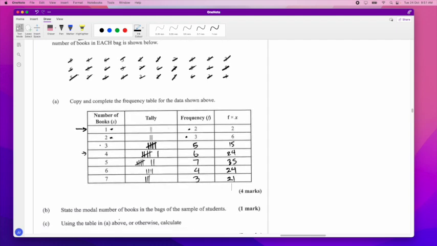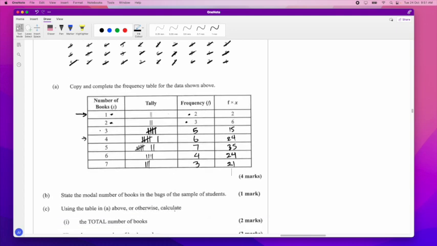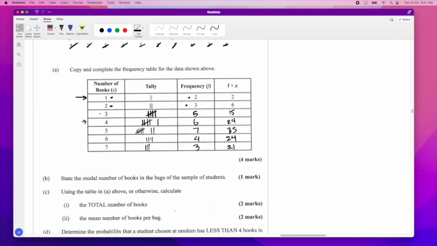So state the modal number of books in the bags of the sample of students. So the modal number is the one that's the most popular, which is the one that has the highest frequency. So we could see that the highest frequency here is 7. And so therefore 5 books, 7 students had 5 books, and that is the mode. So that is the most amount. So the modal number of books would be 5 books.